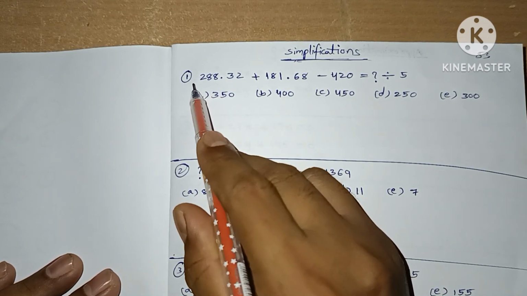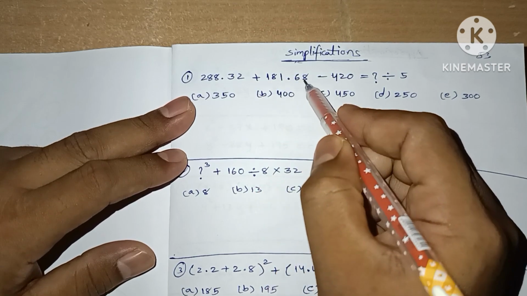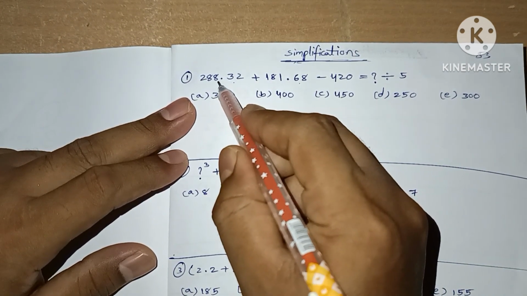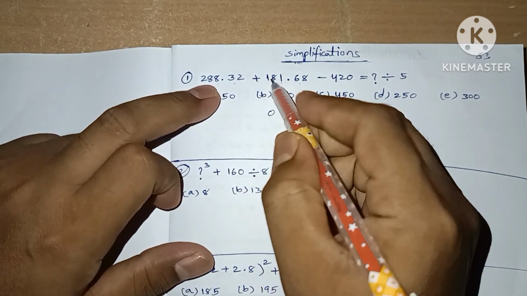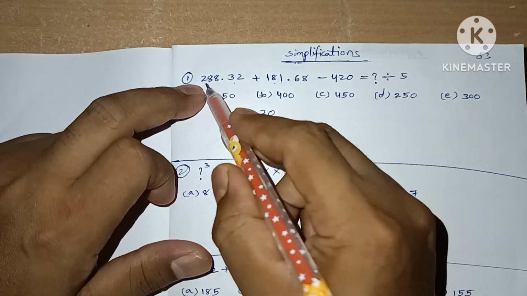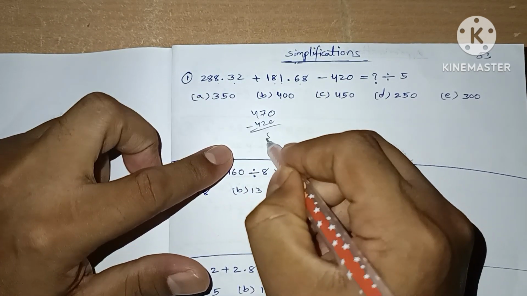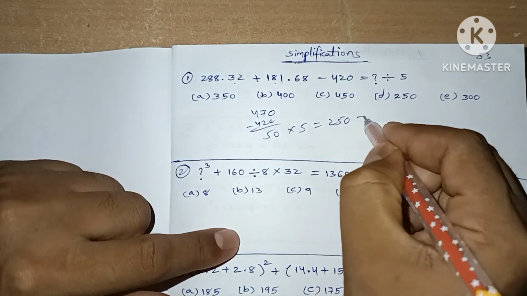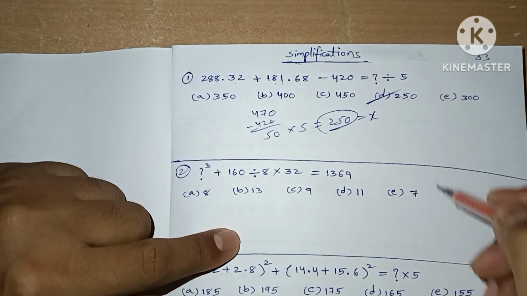Let's get started. The first question is 288.32 plus 181 plus 68. The 68 and plus 32 will get to 1. So 2 plus 8 is 0, and this will be 9 plus 8 is 17, 470 minus 420, we get 50. 50 into 5, which will be 250. So the answer is 250. Option D is our answer.